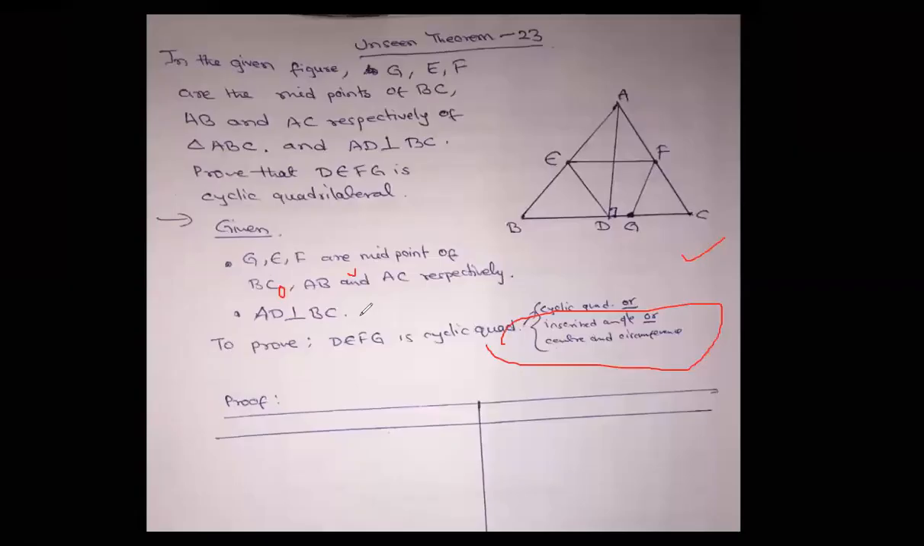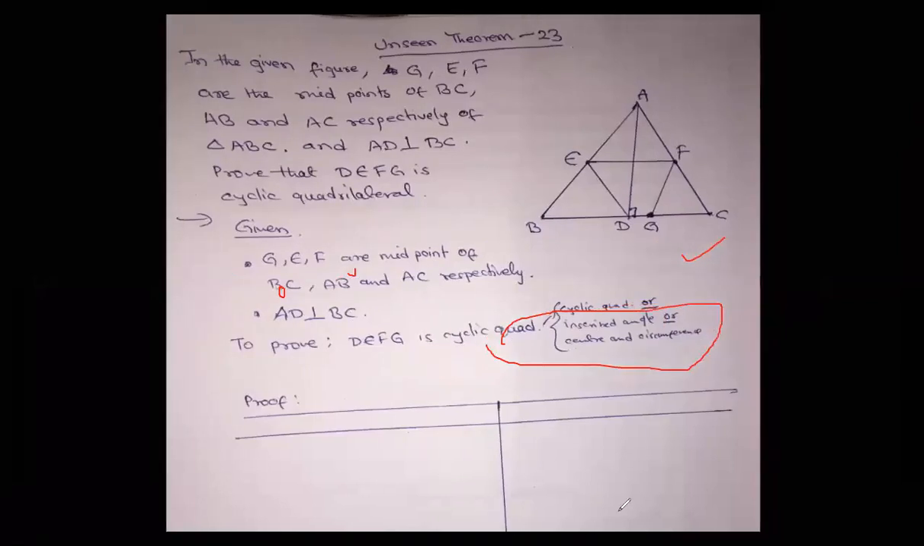Now let us write on the given. Given means I told you to write on the question itself. So in the given figure, G, E, F are the midpoints of this triangle. G is the midpoint of side BC, E is the midpoint of AB, F is the midpoint of AC. It is given in the question itself. And this perpendicular is also given over here.